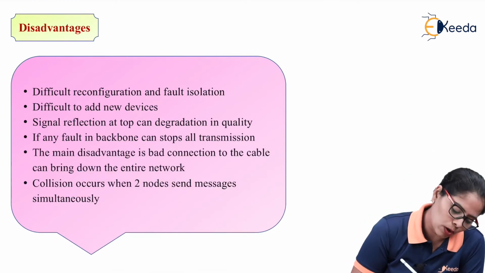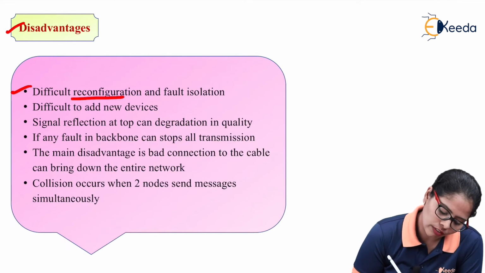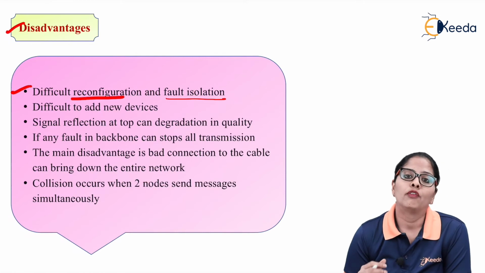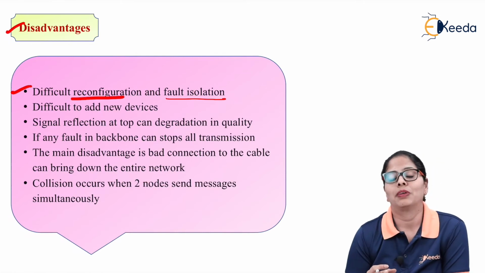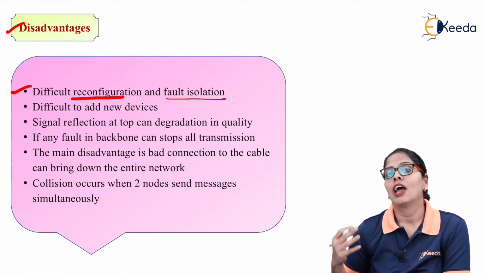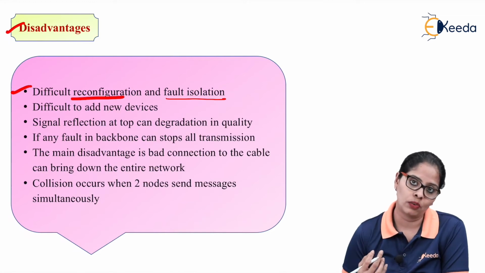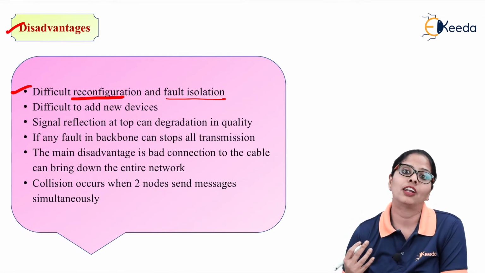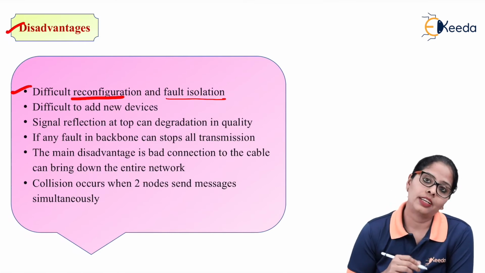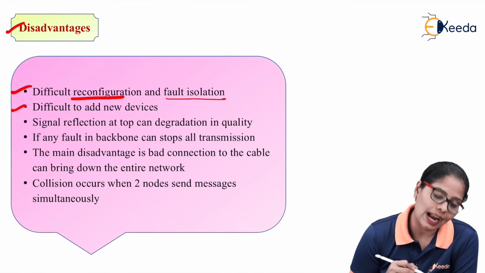Now let us discuss what the disadvantages are. Difficult to reconfigure and isolate faults. Basically, to find where the exact fault takes place, imagine there is a single wire and there are hundreds of users. If one link goes down, it is very difficult to find out where the link exactly went down.